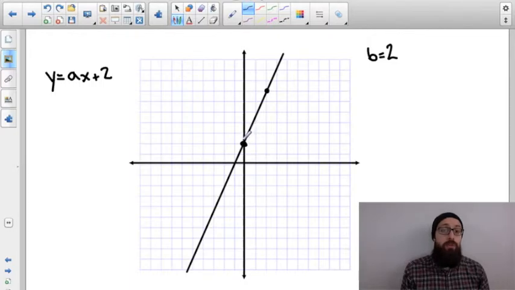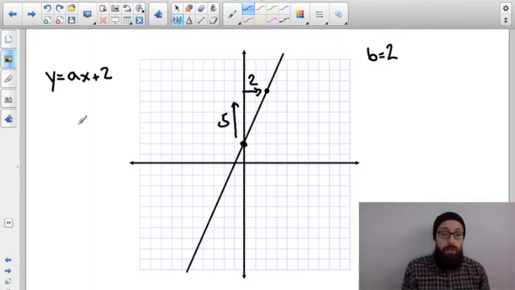So we have to do, like we said, rise over run. So we're basically going to go from here. We're going to go 1, 2, 3, 4, 5. So over here, we're going up by 5. And here, we're going 1, 2. We're going across by 2. So that means our rise is 5 and our run is 2. So y is equal to 5 over 2, because that's what our a is, x plus 2. And we can reduce 5 over 2 to y equals 2.5x plus 2.